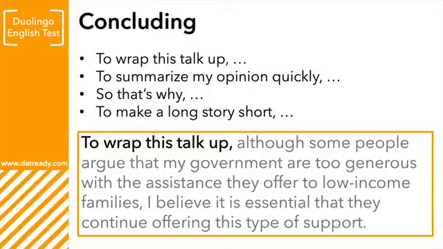I don't recommend you use these phrases for writing. They are a bit informal for that, but they are totally fine for any type of speaking. By nature, speaking is a lot more informal, so phrases like this are totally fine. Let's see some examples of them. To wrap up this talk, although some people argue that my government are too generous with the assistance they offer to low-income families, I believe it's essential that they continue offering this type of support.